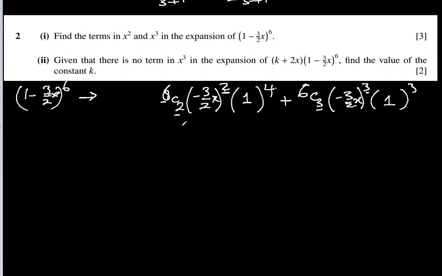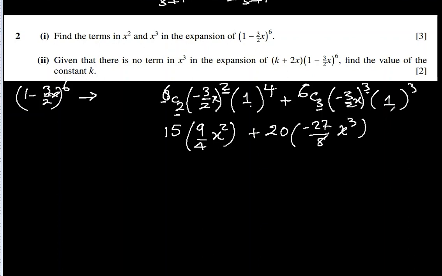So 6c2 is 15. Minus 3 square will be 9 over 4 x square. Have each term squared. 1 doesn't make any difference, so we'll leave it. Plus 6c3 is 20. Minus 3 cube, minus 27 over 2 cube, 8 x cube, and 1 cube is 1, we don't write it. So 15 times 9 is 135 over 4x square plus 20 times 27, minus it will be 540 over 8 x cube.